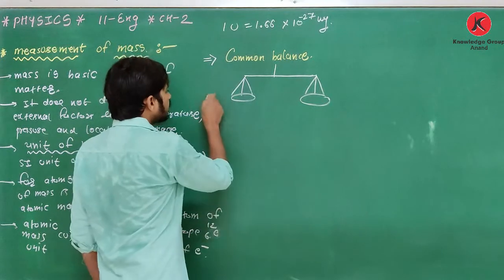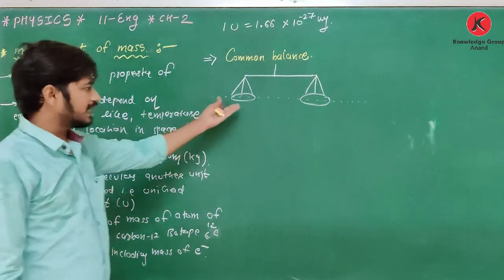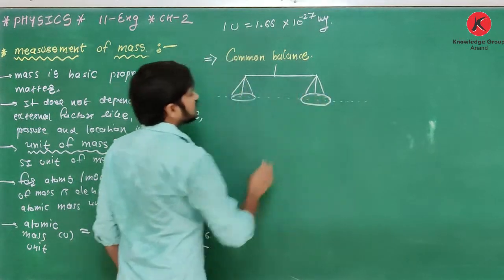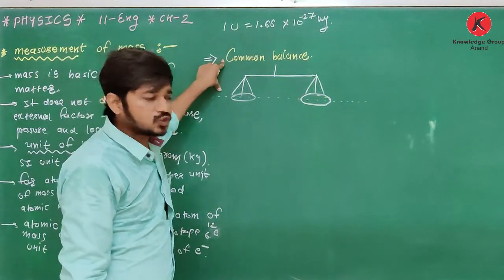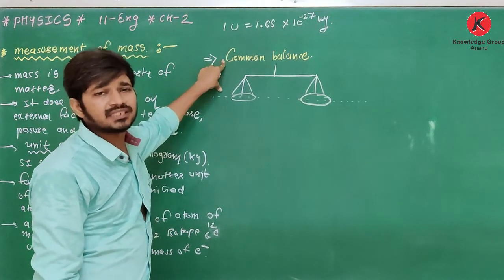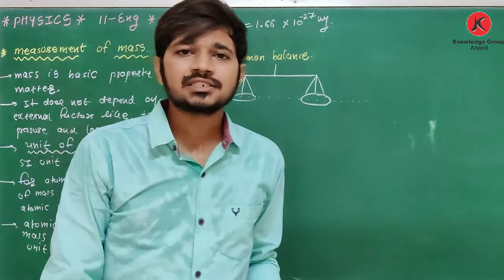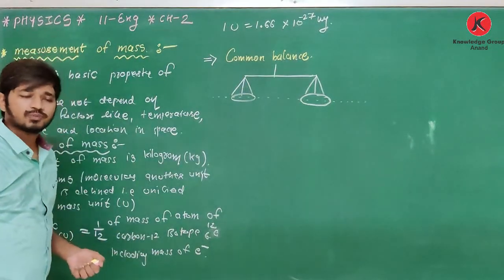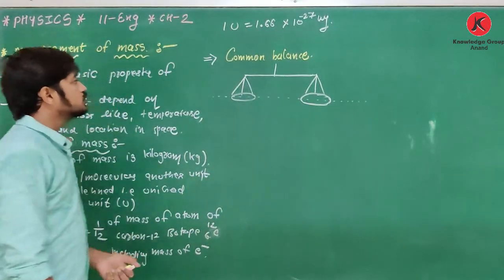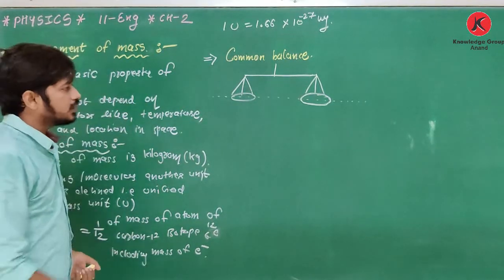Whenever these two plates are in balanced condition, we can measure mass. So it is the first and commonly used instrument for measurement of mass. How does it measure? It measures by comparison with gravitational force. So it is the first instrument used for measurement of mass, and how to take the measurement you already know.